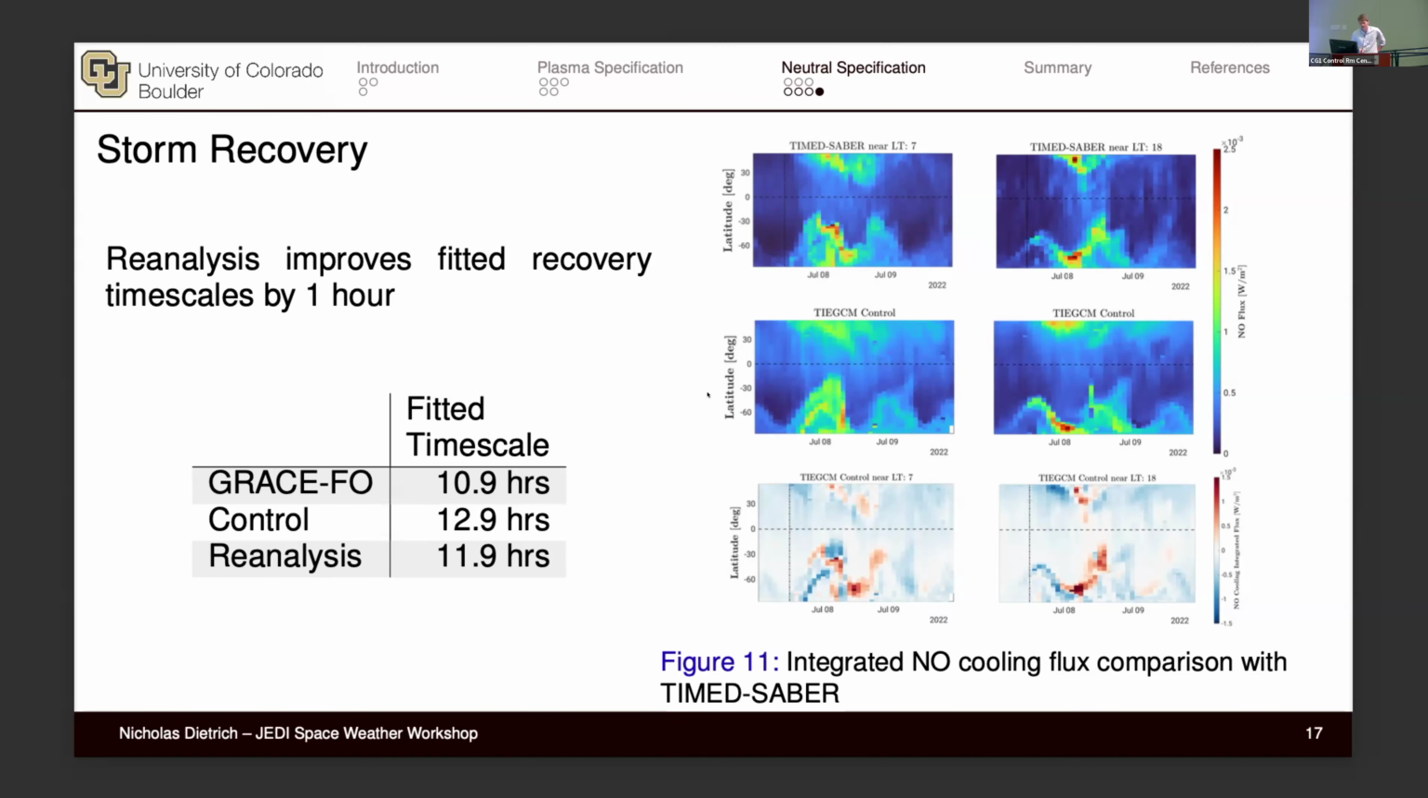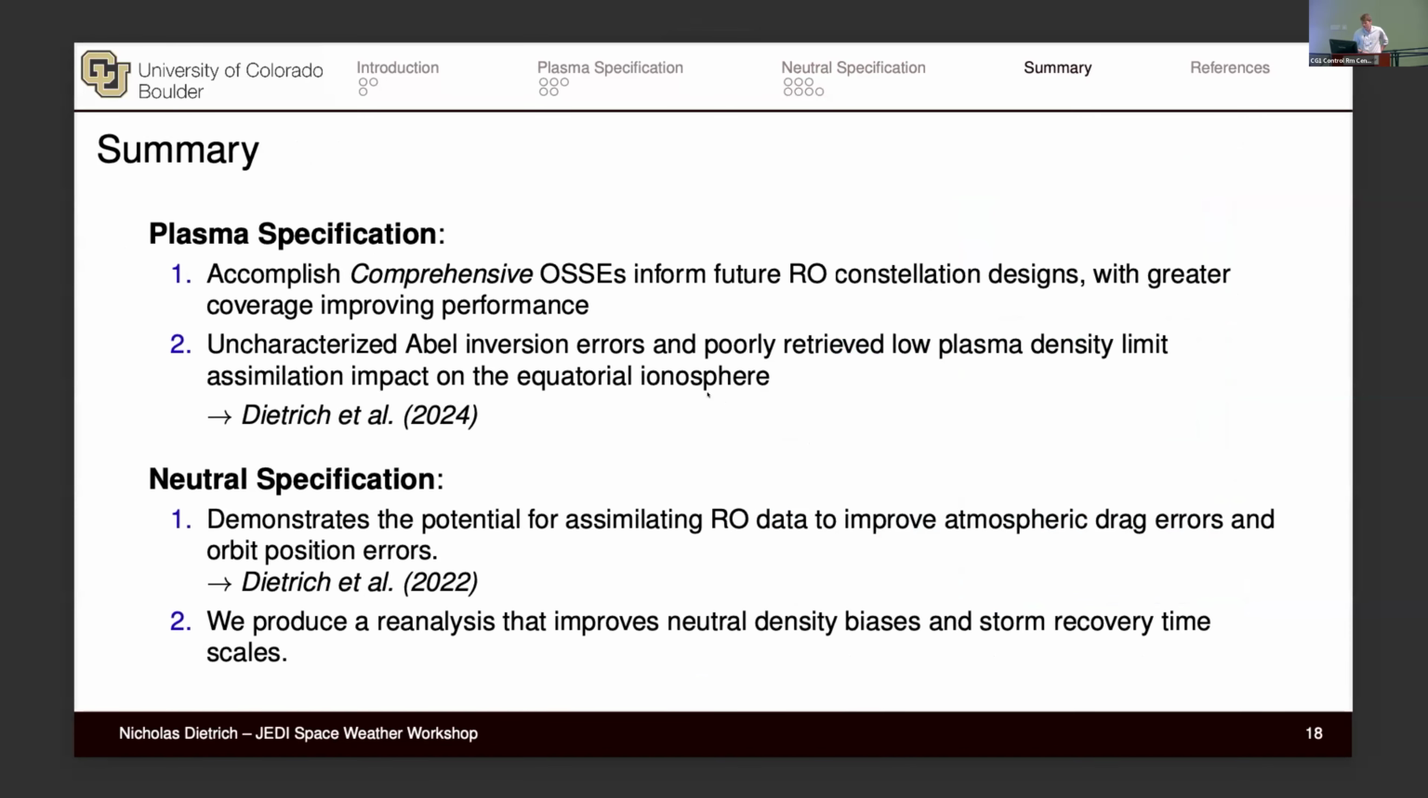in TIE-UGCM. And then lastly, I do want to note that if we fit just a simple exponential recovery of the neutral density recovery, this is the fitted time scale, so we are in the reanalysis improving it by about an hour in error. So to wrap up, we are leveraging RO EDPs for both neutral and plasma specification.